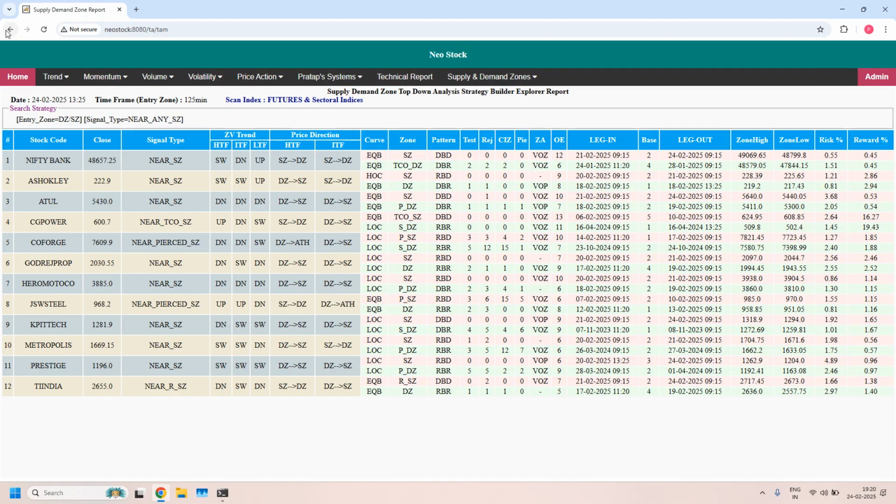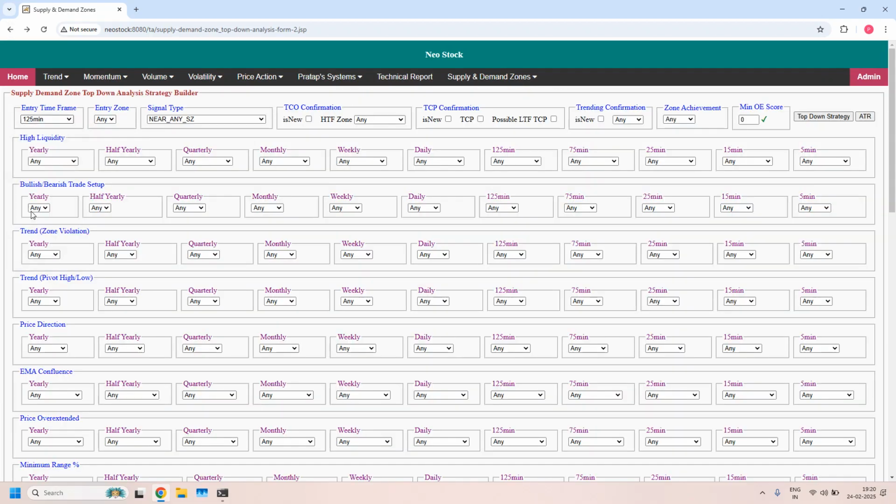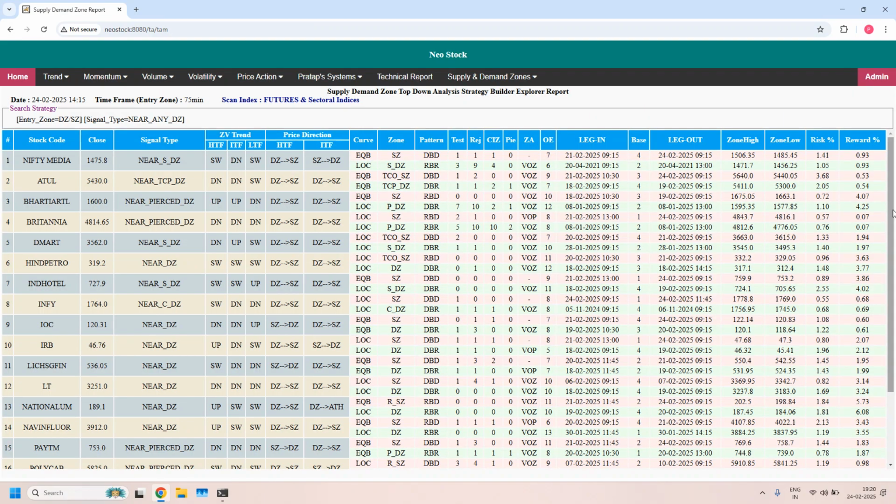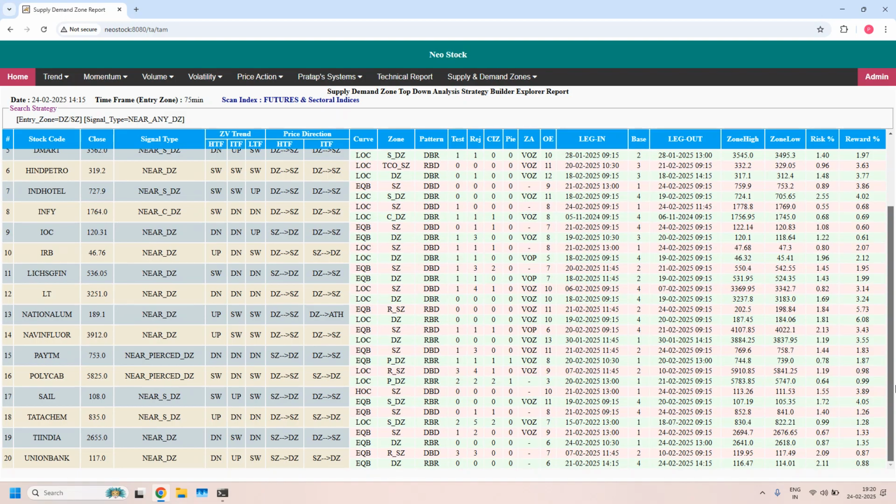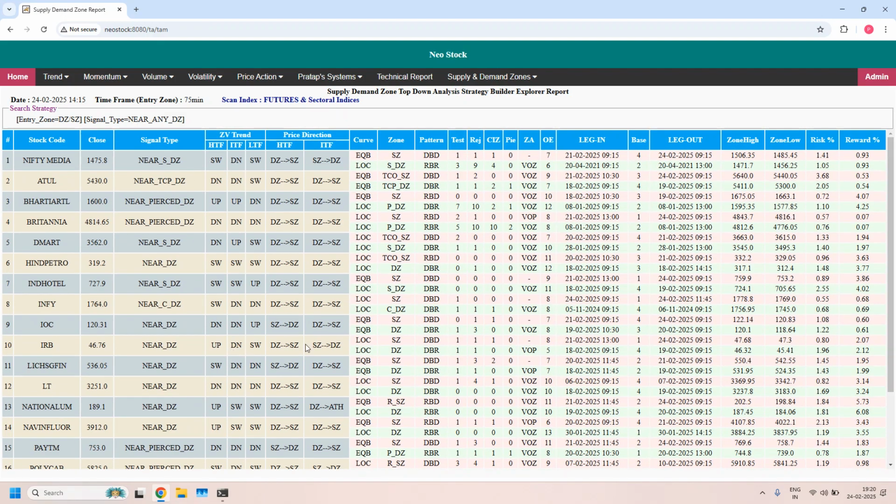Okay, next time frame is 75 minutes. Stocks near 75 minutes demand zone, we got 20 stocks. Let us identify high liquidity 75 minutes demand zones from this list. NIFTY Media is an index, not part of F&O. Atul is having a high liquidity zone, but it is a pierced zone, so we can't consider this for our HLQ zone strategy.